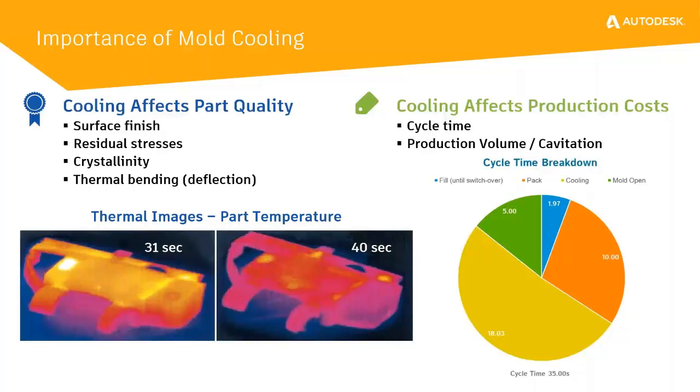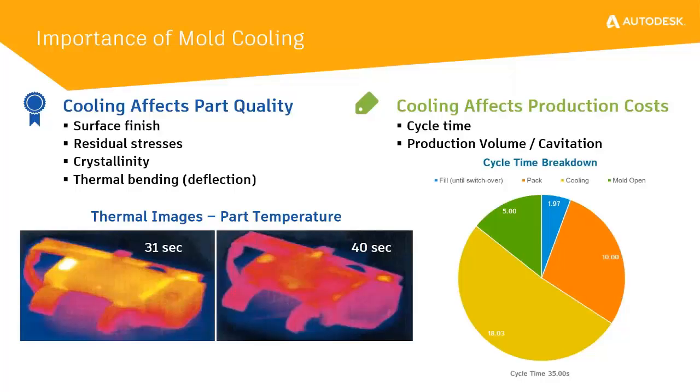When we talk about the importance that cooling plays relative to injection molding, there are two main factors that cooling affects that everyone is concerned with: quality and cost. Cooling has a significant impact on the part quality, affecting everything from surface finish, residual stress, and crystallinity. Cooling also plays a significant role in the overall shrinkage and warpage of the part, which affects the ability to control dimensions within a specific tolerance.